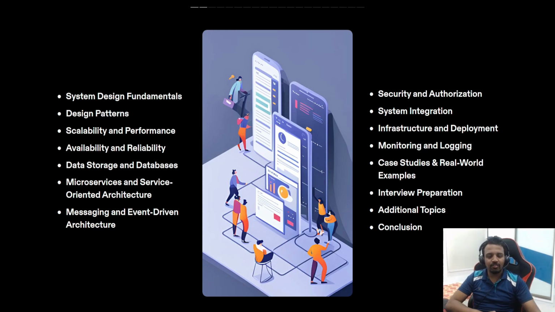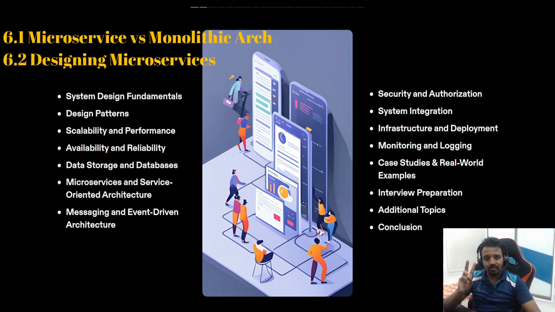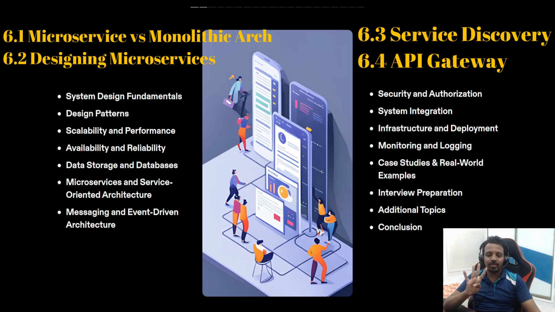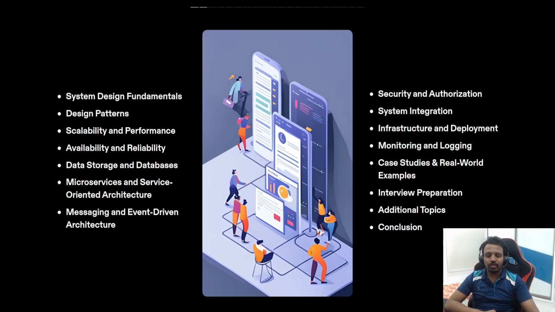Again, the categories that we are going to learn under this will be microservice versus monolithic architecture, then designing microservice, service discovery and communication, and API gateway. Now if you are familiar with API gateway, we are going to dive more into this because the subtopics that we are going to learn depend on API gateway. So that's how we are going to spend time on the topics which are not that familiar or play a critical role.